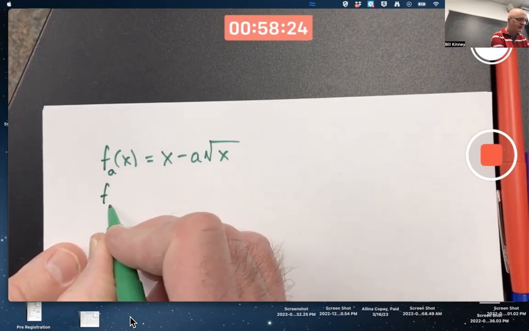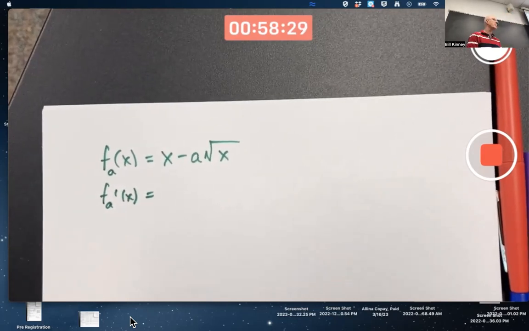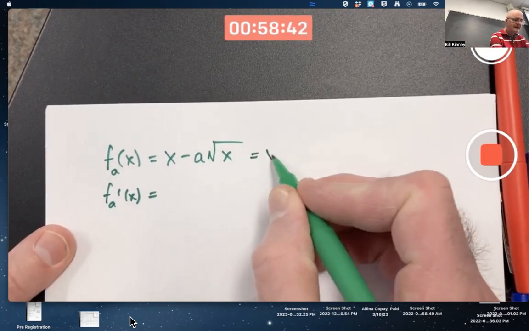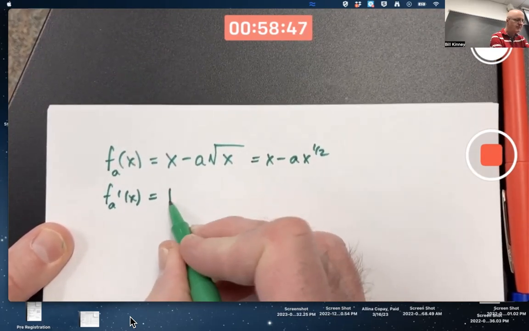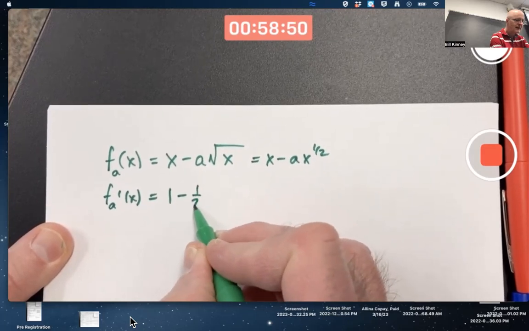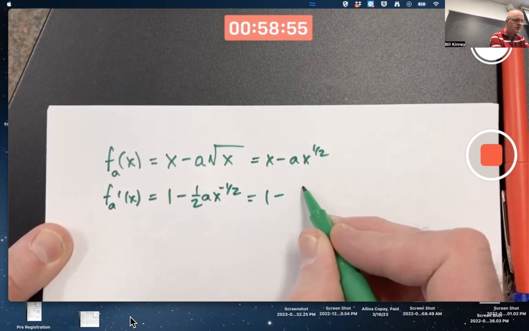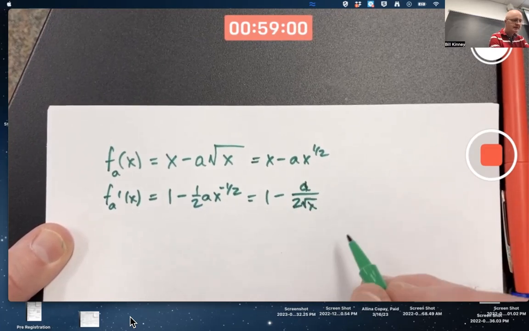So as always, take the derivative. Find critical points. Figure out if those critical points are mins or maxes. Maybe we also want to see if there are any inflection points as well. Maybe there will be, maybe there won't be. For the purpose of taking a derivative, I will write square root as the 1/2 power. So the derivative is 1 minus, bring that 1/2 down, 1/2 a x to the negative 1/2 power, which you also could write as 1 minus a over 2 square root of x. It's an a there.